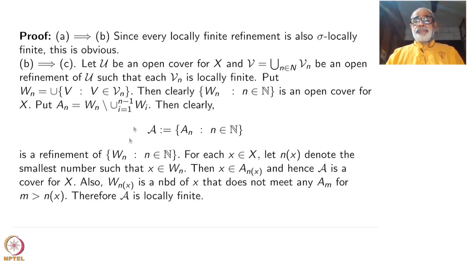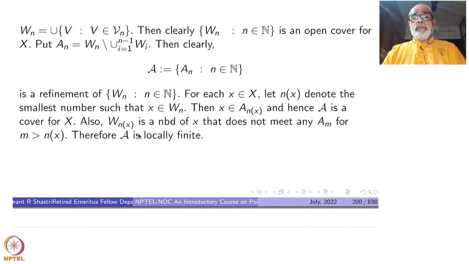So now we have that A is a cover and it is a refinement of the cover W. Also, look at Wnx, which is a neighborhood of x; they are all open. Wnx will not meet any Am for m bigger than nx, because in Am, for m bigger than nx, this Wnx gets subtracted. So those points will be deleted from Wm. So Am will not intersect Wnx for m bigger than nx. This means that this family is locally finite.